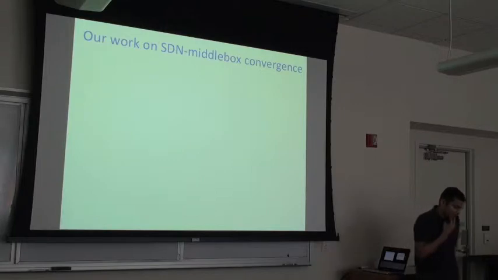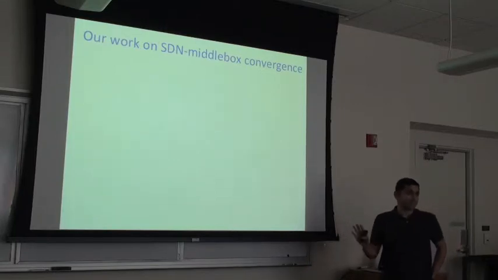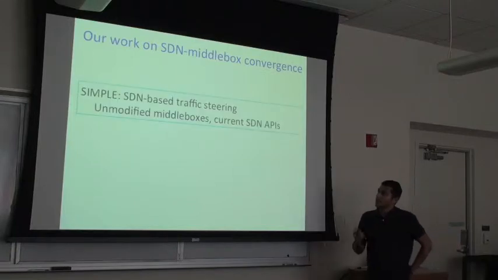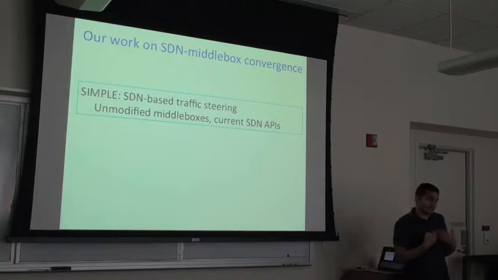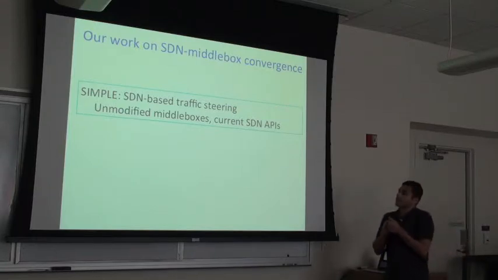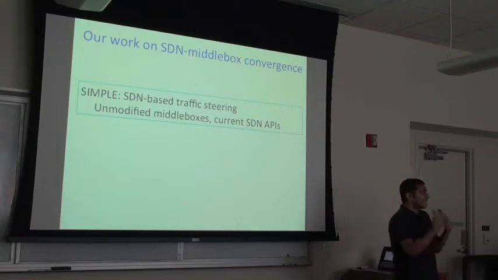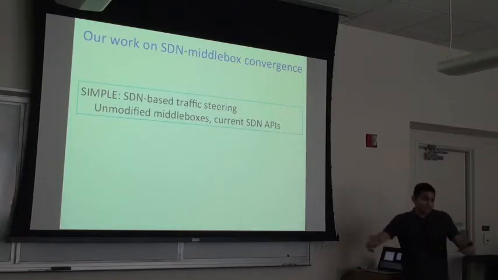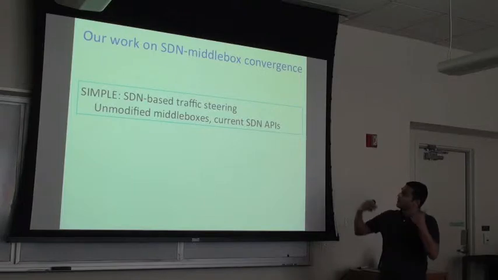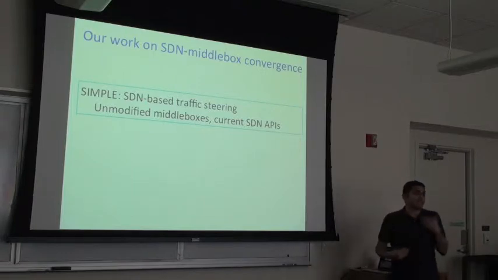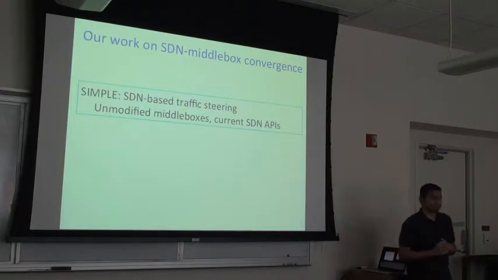So what we've really been doing is, I think we're just scratching the surface here. This is really very preliminary work. One is work that we did called SIMPLE, and it's looking at a backwards compatible way of integrating these middle boxes and these service chaining policies using existing SDN mechanisms, like OpenFlow 1.1, and using legacy unmodified middle boxes. So it's like saying, okay, what can we do for the world today?